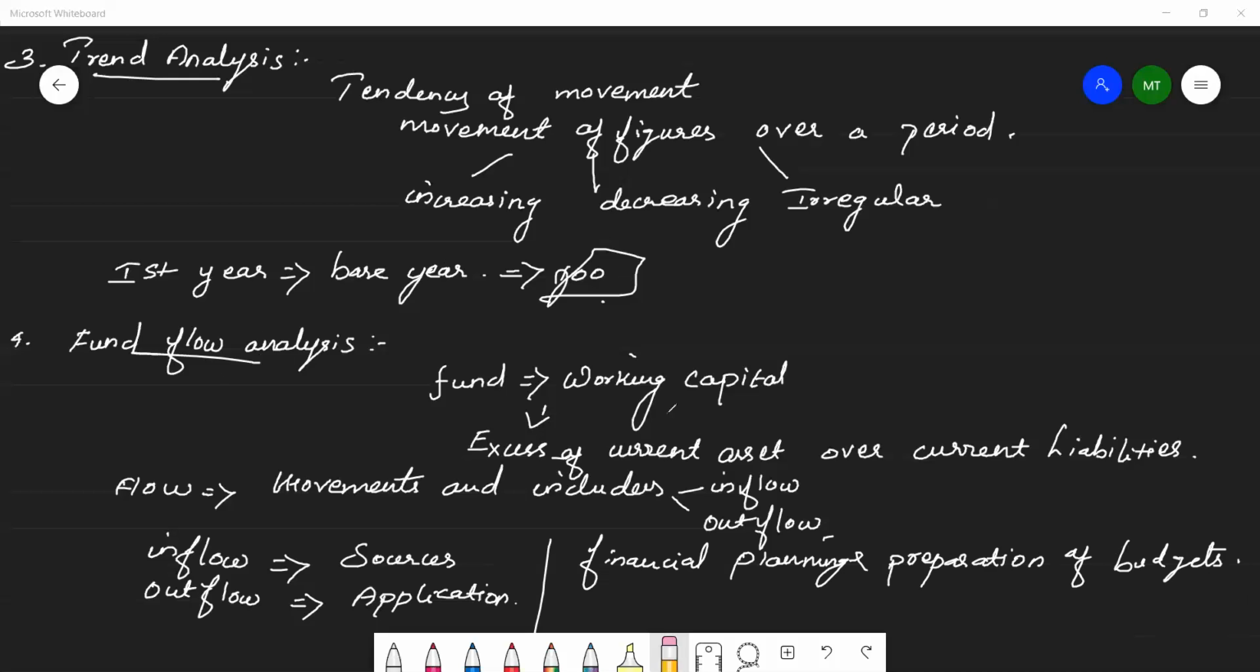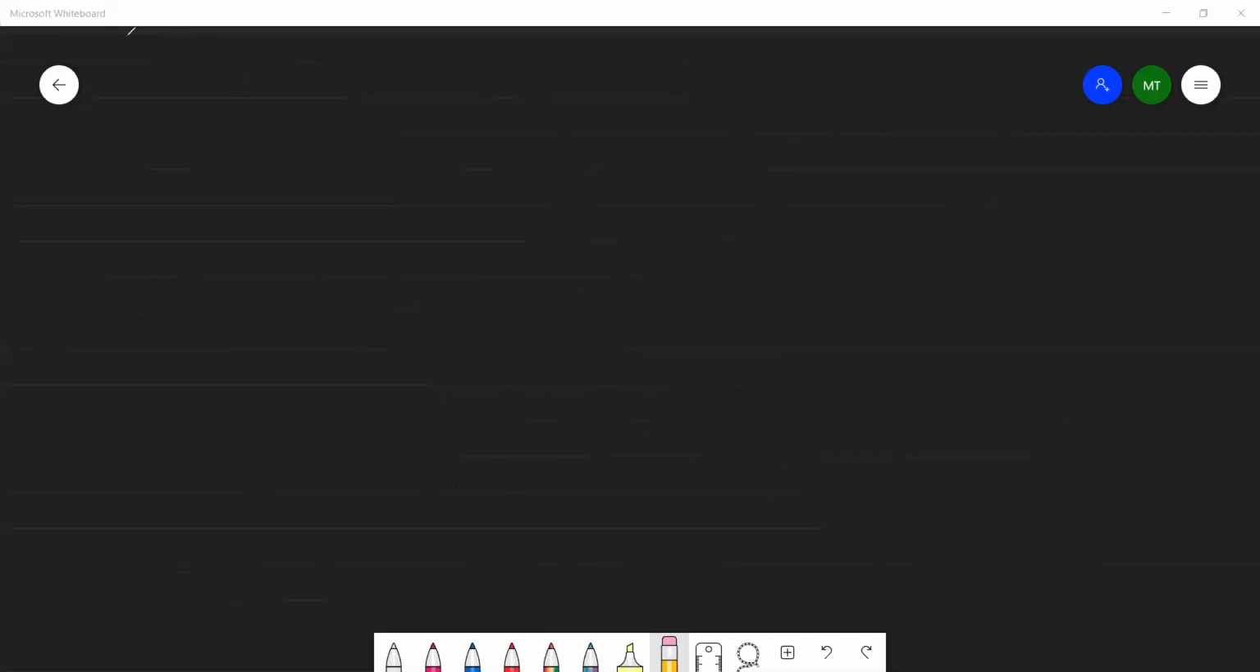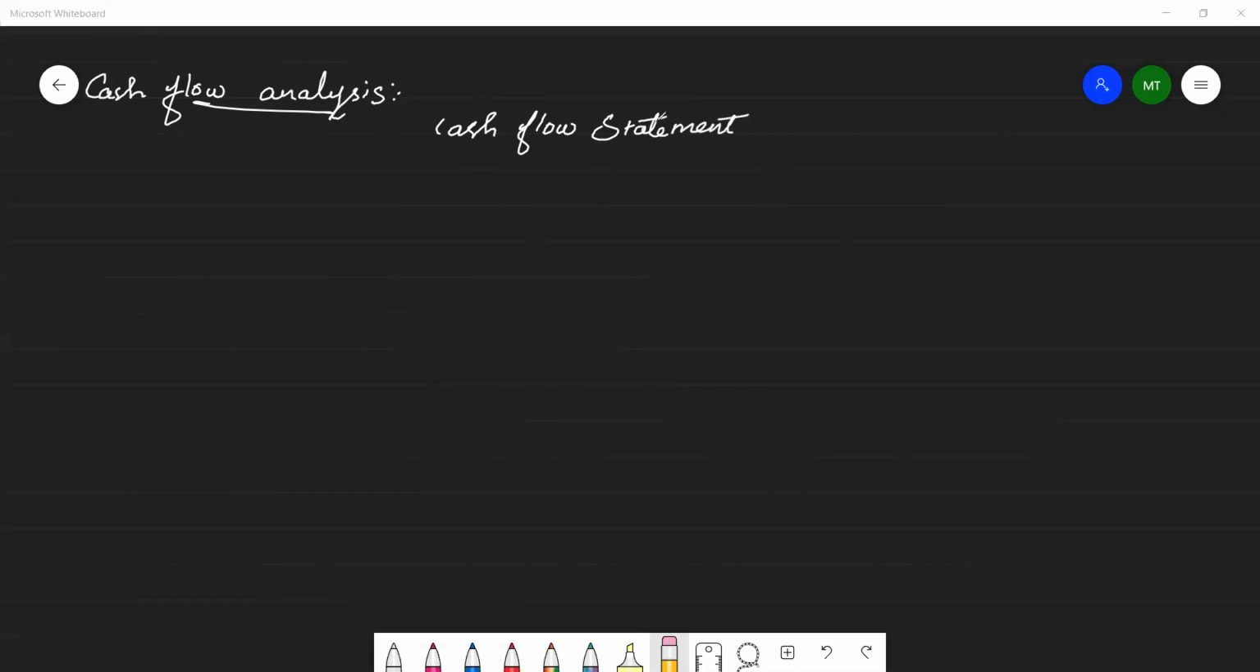Next one is cash flow analysis. Cash flow analysis is concerned with the preparation of the cash flow statement, which shows the inflow and outflow of cash and cash equivalents in a given period of time.